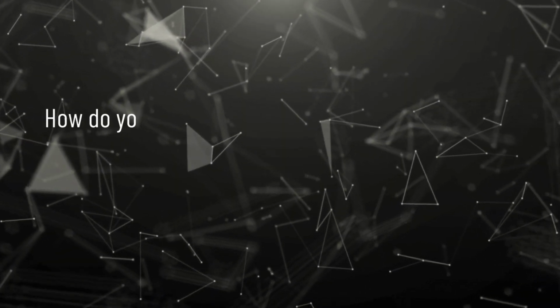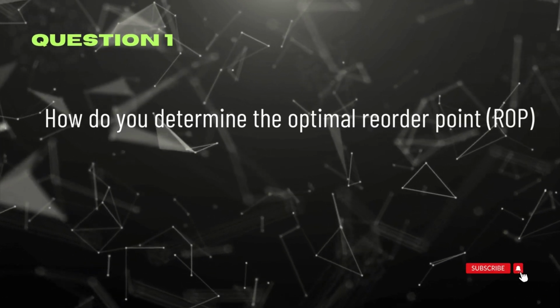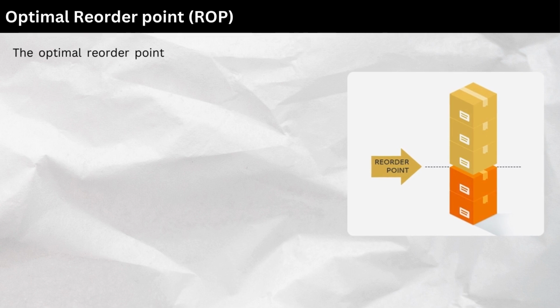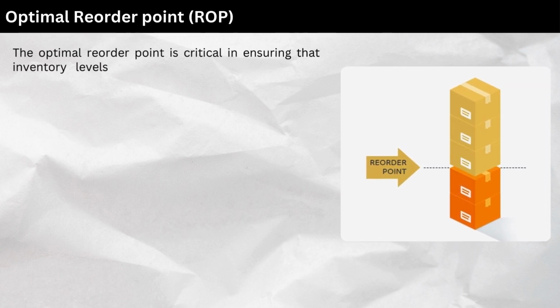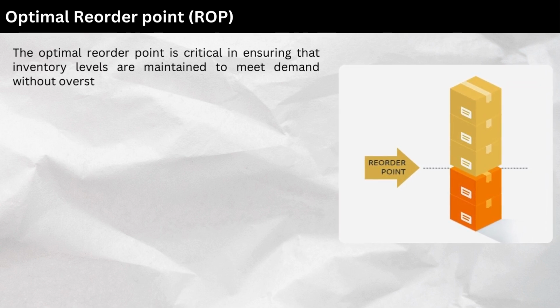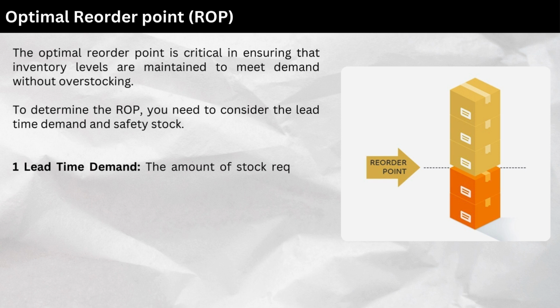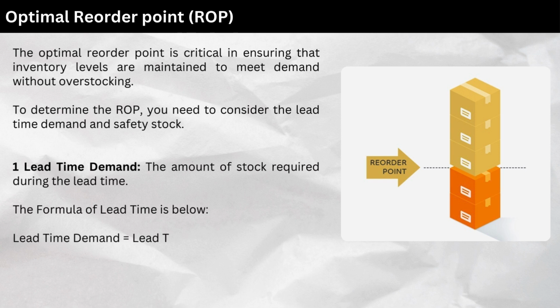Question 1. How do you determine the optimal reorder point, ROP, for an inventory item? The optimal reorder point is critical in ensuring that inventory levels are maintained to meet demand without overstocking. To determine the ROP, you need to consider the lead time demand and safety stock. 1. Lead time demand, the amount of stock required during the lead time. The formula of lead time is below.